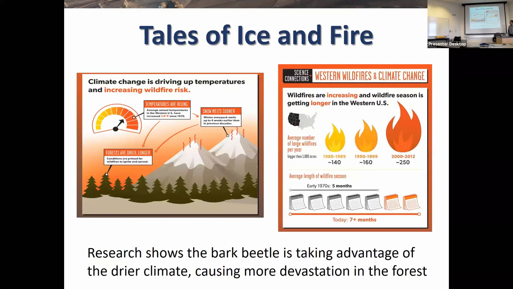And also on that note, the reason I'm calling this tale of ice and fire, not related to Game of Thrones, is actually what's happening. I guess it could, but anyway, the wildfire risk due to climate change is due to the forest being drier for longer, and also the ice melting sooner, and the forest fires have increased, basically wildfires year round.